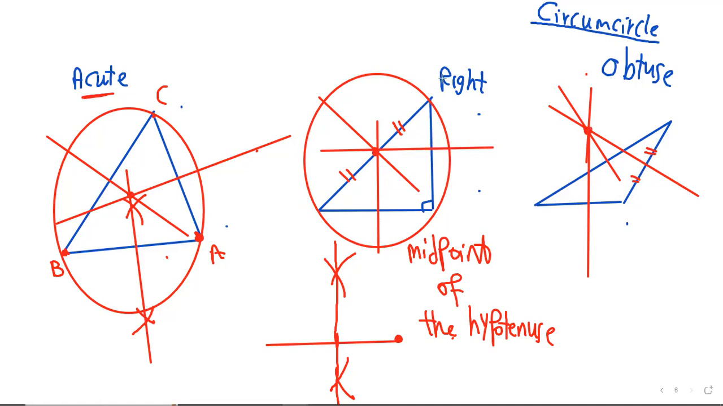Put the metal tip here of the compasses, draw a circle passing through these points. What I want to say here in this case is that the center of the circumcircle lies outside the triangle.